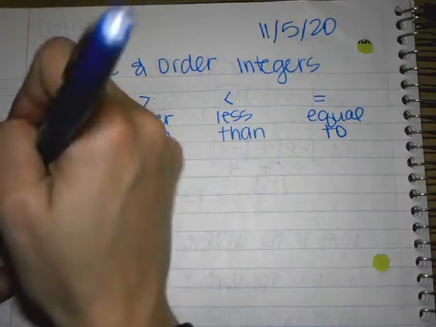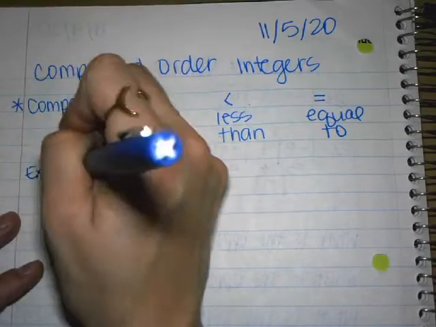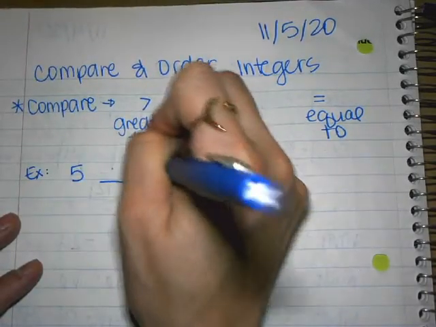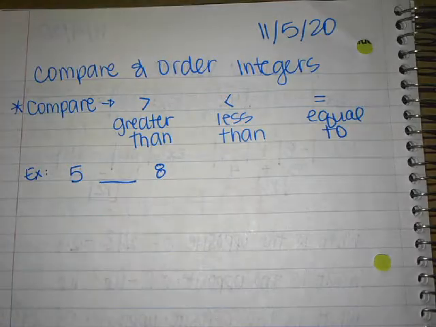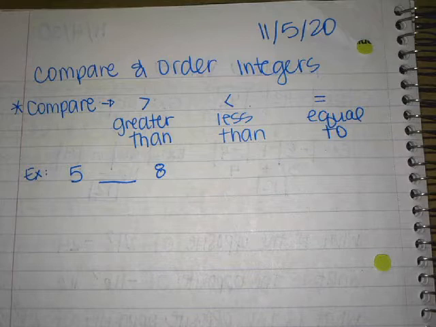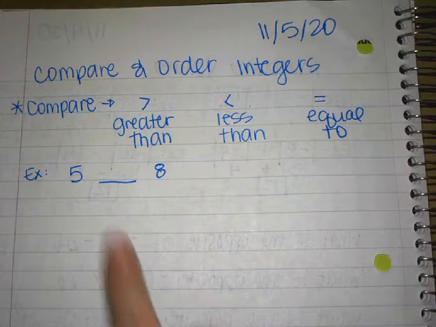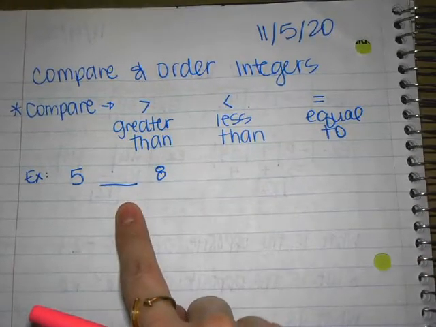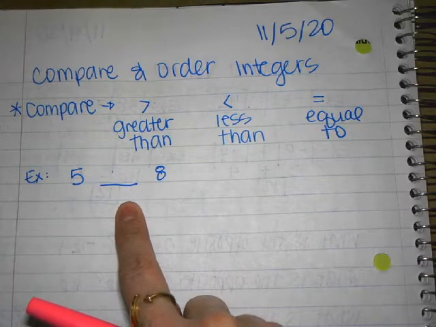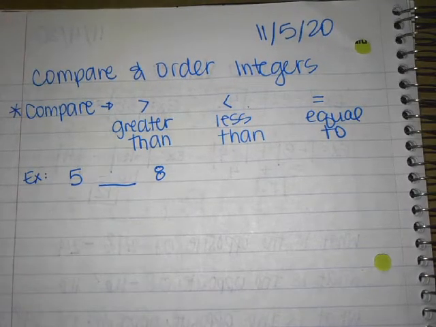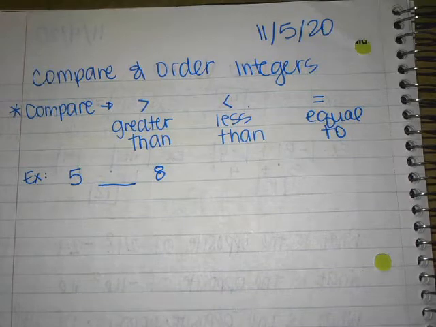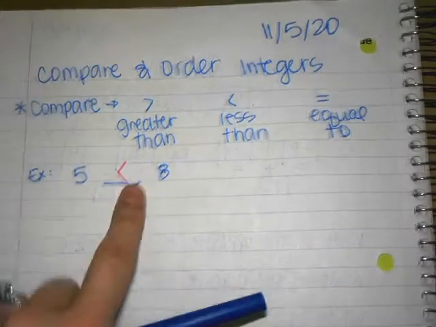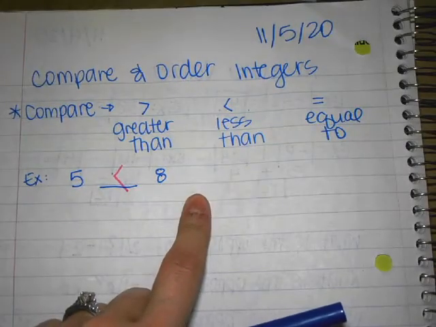Okay, so let's do some examples. If I gave you 5 and 8, raise your hand when you know, are we going to put a greater than symbol, a less than symbol, or an equal to symbol? What are we putting, everyone? Less than. Less than, good, because 5 is less than 8. So we put a less than symbol.